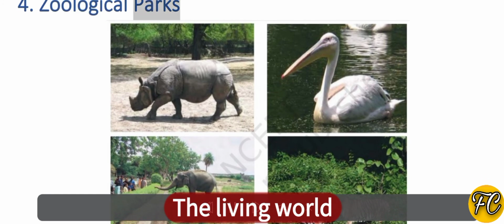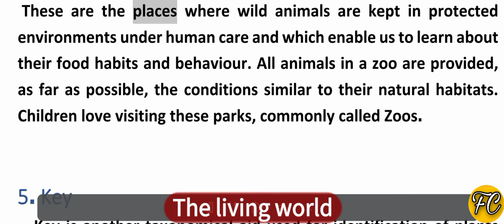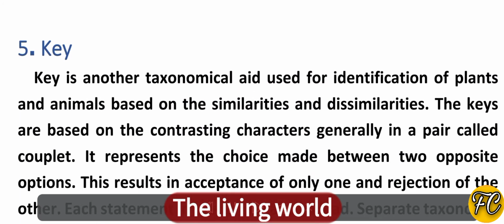4. Zoological Parks. These are the places where wild animals are kept in protected environments under human care and which enable us to learn about their food habits and behavior. All animals in a zoo are provided, as far as possible, the conditions similar to their natural habitats. Children love visiting these parks, commonly called zoos.